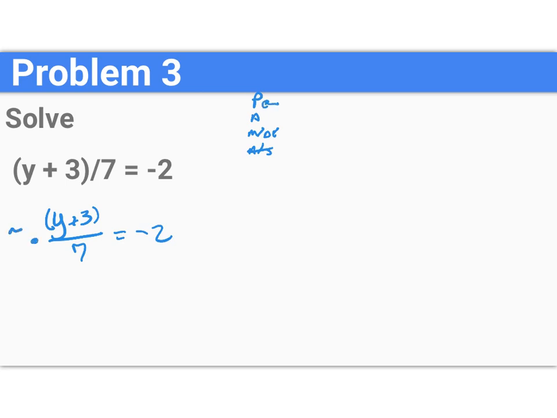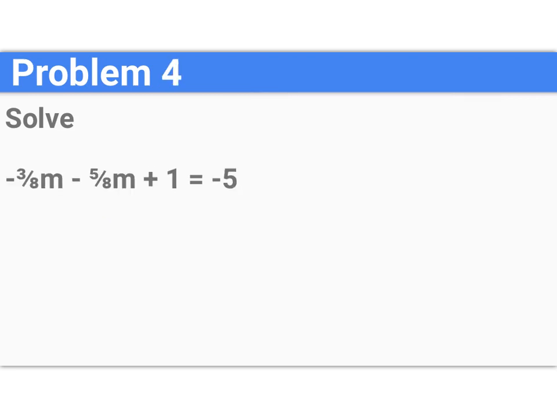So multiply by 7, they cancel out. And you get Y plus 3 equals negative 14. Then we subtract 3 from both sides, and we can see that Y equals negative 17. All right. And for our last problem, we're going to subtract 1 from both sides. And then we're going to rewrite everything.